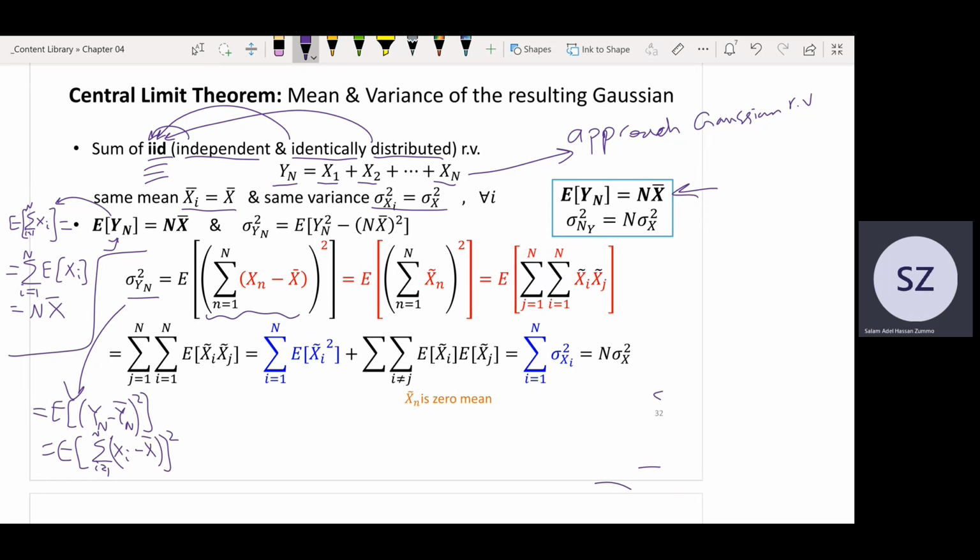What we did here is this. We defined this as x tilde. Xn tilde. What is xn tilde? It is xn minus x bar, which is a random value. What is the mean of x tilde? What is the mean of this random value?